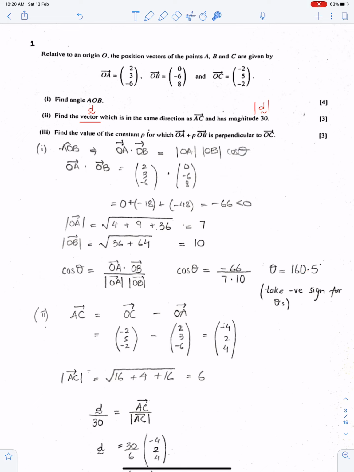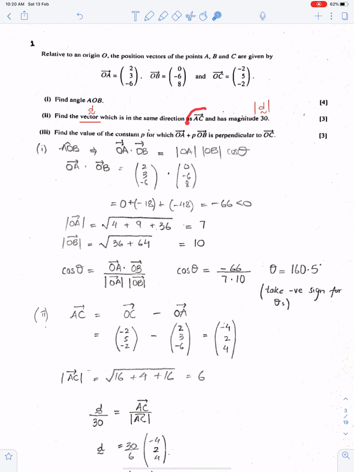Now part 2 is: find the vector which is in the same direction as vector AC and has magnitude 30. We can suppose this vector as vector D. So this vector has magnitude 30 and this vector is parallel to this vector AC. So we have two options. We can either use the parallel vector method or we can use the ratio method. I normally prefer the ratio method.